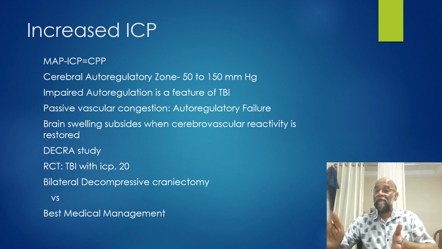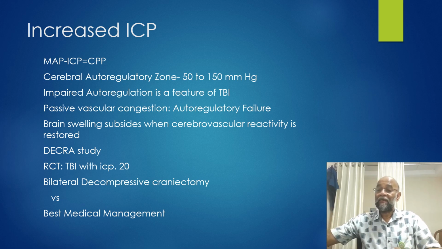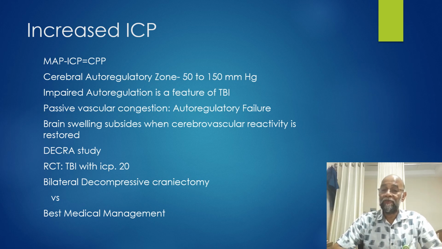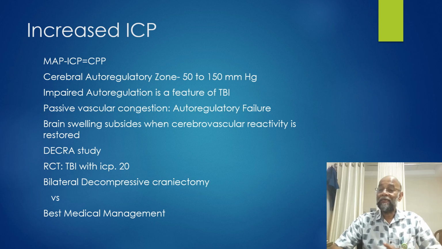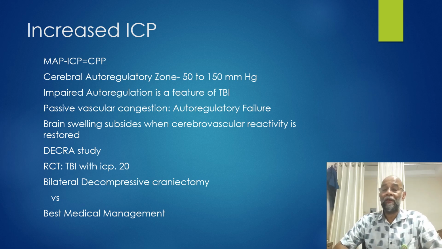This 50 to 150 millimeters of mercury is set at a higher range in hypertensives, for example. Now, impaired auto-regulation is a feature of traumatic brain injury. So even if you have adequate cerebral perfusion pressures, somewhere between 50 to 150, you can still have anoxia because auto-regulation is impaired. There is passive vascular congestion, which is an auto-regulatory failure which occurs with head injury.